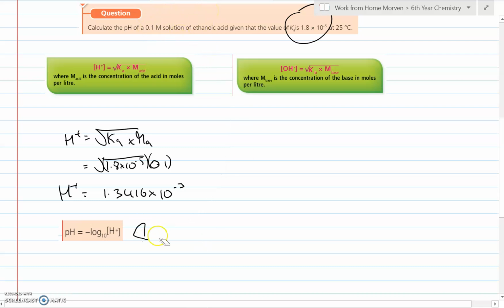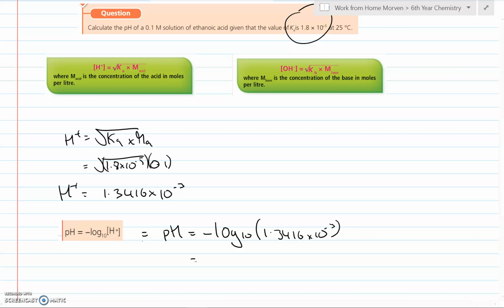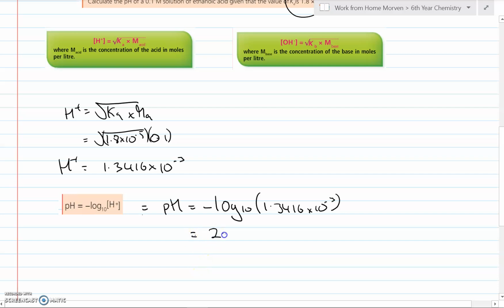So what the formula here does, first of all, it allows you to calculate your H plus concentration. In this case, you've got pH equals minus log to the base 10 of 1.3416 by 10 to the minus 3. So very quickly, minus log of 1.3416 by 10 to the minus 3, and we get 2.87. So the pH is 2.87 in this case. Okay, and they're all done the same.